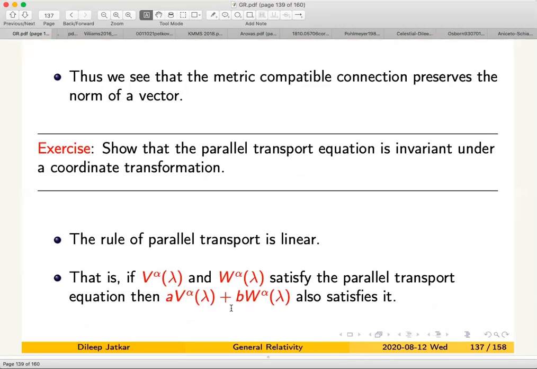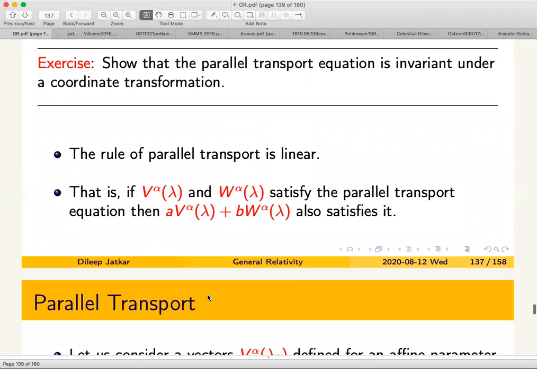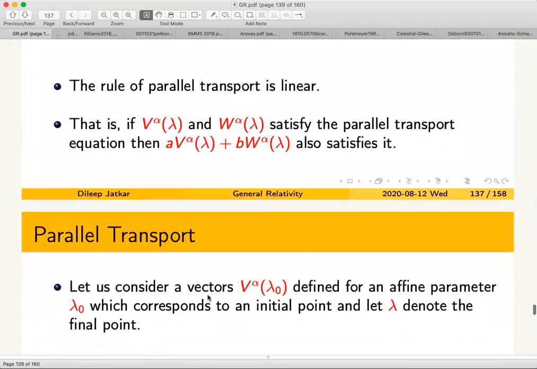This is something we have seen in quantum mechanics, for example, that you can write down linear superpositions of states and so on, simply because the Schrodinger equation is a linear equation in the wave function. Is it fine?